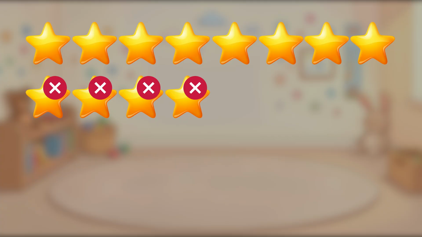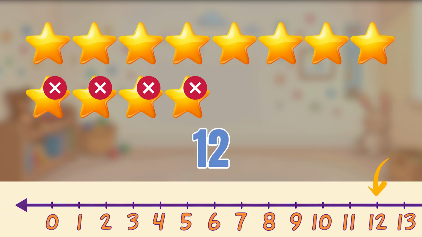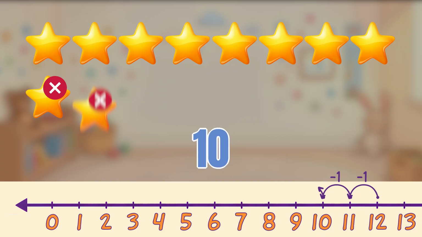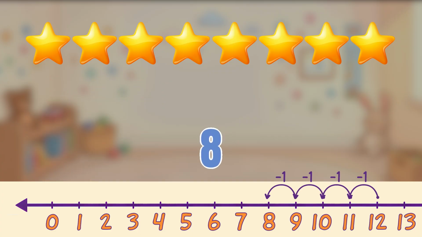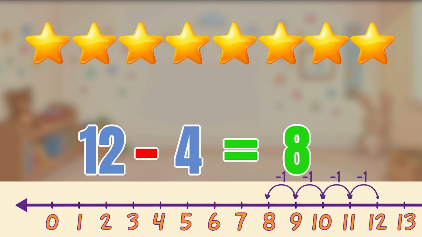Let me show you. You have 12 stars on the wall. 4 stars fell off. Oh no! Let's use our number line to figure out how many stars are left. So we start at the number 12 and we hop back 4 times. Hop 11, hop 10, hop 9, hop 8. We landed on 8. That means we have 8 stars left. So 12 minus 4 equals 8. See? We hopped backwards on the number line and we found our answer.